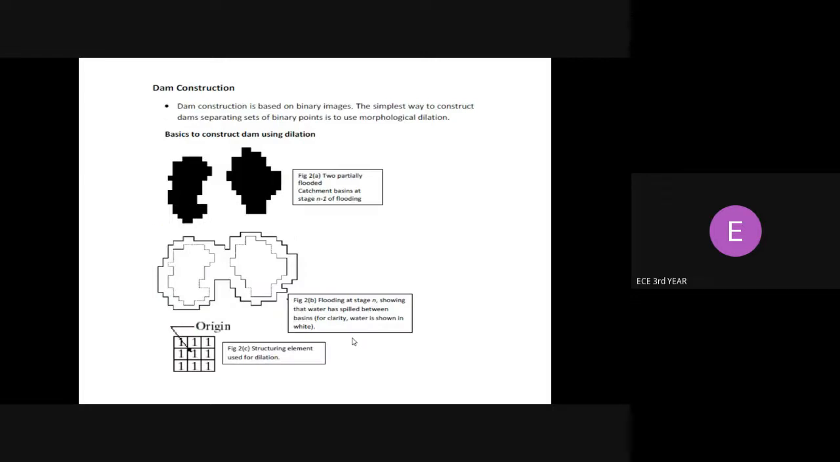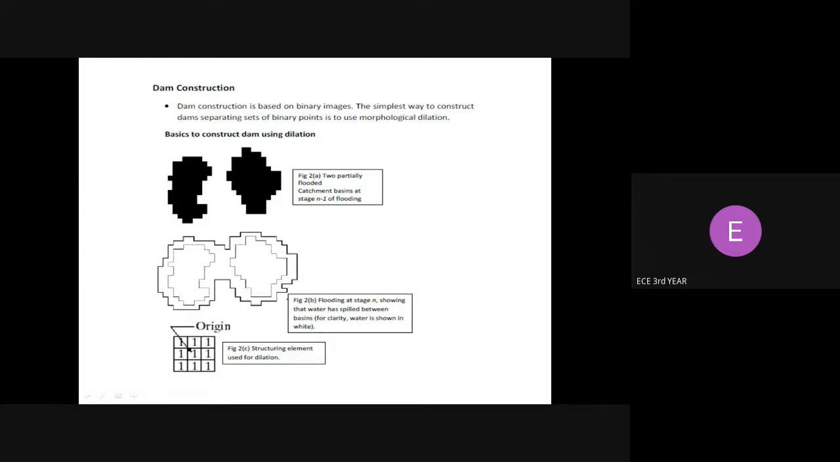Next, we're going to see dam construction. What is dam construction? Dam construction is a byproduct of the watershed segmentation. When the watershed segmentation is about to merge two different nearby areas, dam construction is used there. Dam construction is generally placed on the binary image. It does not work with the gray image.